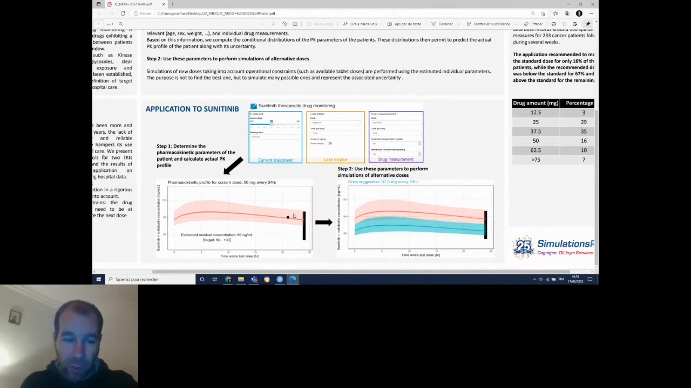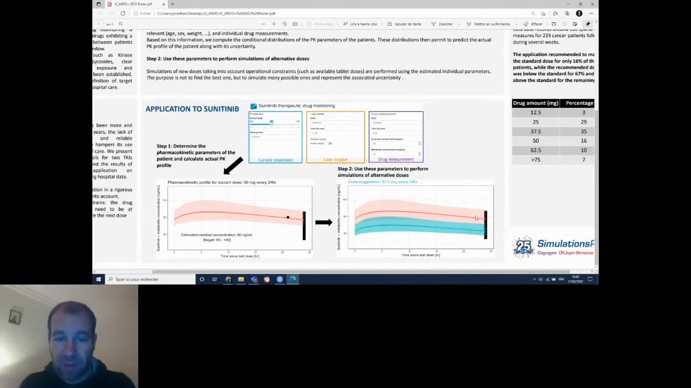With this information, we are able to have a lot of simulated individuals like the patient that we are looking at, and we are able to simulate new drug regimens corresponding to different doses. So in the case of sunitinib, the reference treatment is 50 milligrams per day, and we have the possibility of a micro variation of 12.5 milligrams, and we test the different dose regimens, and we are computing which one has the highest probability to be in the target.